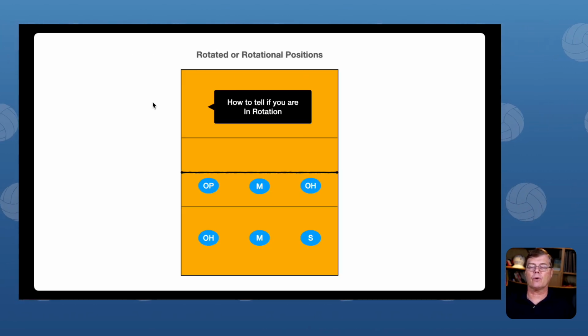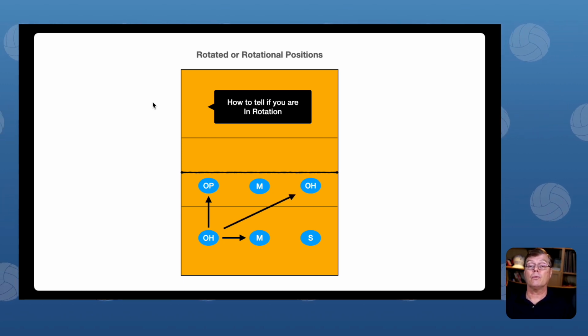How to tell if you're in rotation. One way to tell is to know the person or the position that's behind you and in front of you in rotation. So when you get out on the court and you're in rotation, look and see who's in front of you and who's going to follow you as we rotate clockwise in each rotation. You can also look across diagonally.